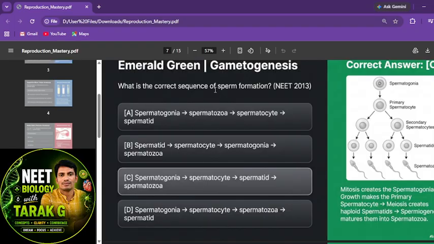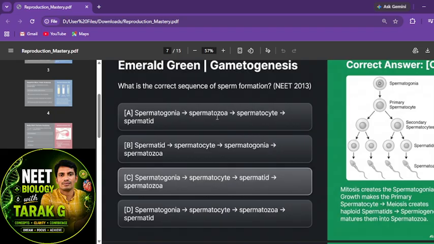The next one: what is the correct sequence of sperm formation? I told you here is the complete thumbnail of the pathway of the sperm cell. Gametogenesis is very, very important. What is the correct sequence of sperm formation? How is the sperm formed? You previously learned the sperm pathway.